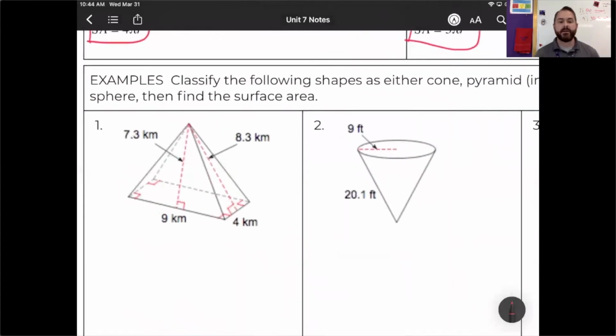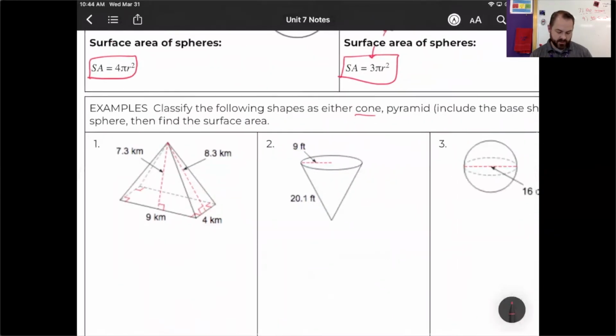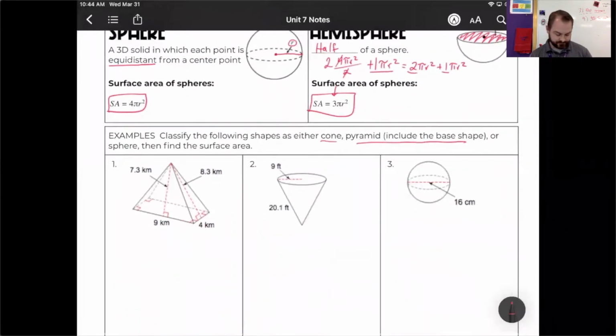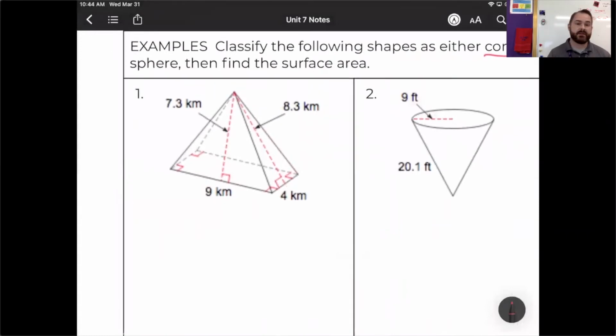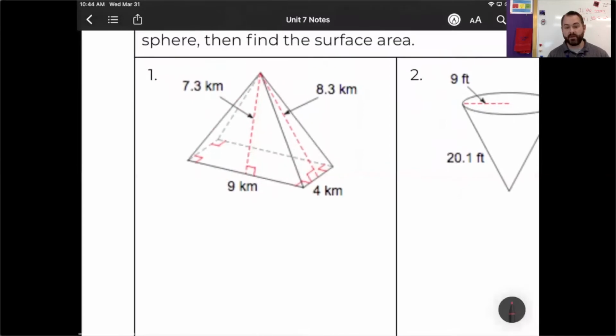All right? In this example, the first thing we want to do is classify the following shape as either a cone or a pyramid and include the base shape, okay? Or a sphere. So when we look at this, obviously this is not a cone or a sphere, there's no circles. Guys, that's one thing you can do to kind of help yourself out if you're really struggling with how to classify. If there's no circles, it cannot be a cone, sphere, or cylinder, okay? Those all start with either a C or the S, okay? They have circles in them. So this would be a pyramid.